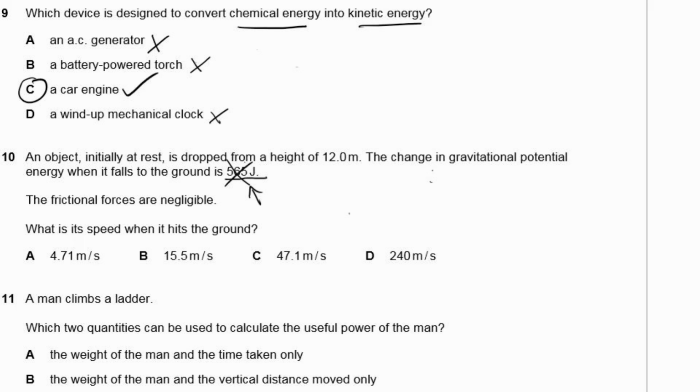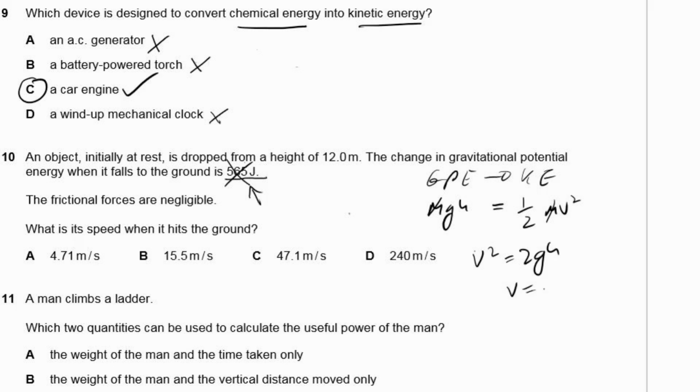So what we do is we start off with this situation here. We've got some kind of gravitational potential energy and it's changing into kinetic energy. Well, that's mgh changing into 1/2 mv squared. Now we can cancel the mass on both sides. We divide by mass. Now we can rearrange for v. V squared equals 2gh. V equals the square root of 2gh.